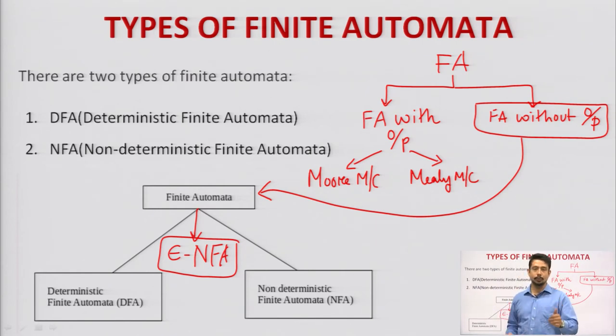Clear? So this is the general hierarchy of finite automata. With output and without output. With output, we categorize into Moore and Mealy machines. Without output, we can generally categorize into two types, the DFA and NFA, and also epsilon NFA. DFA means deterministic finite automata, NFA means non-deterministic finite automata. Keep these terms in mind.